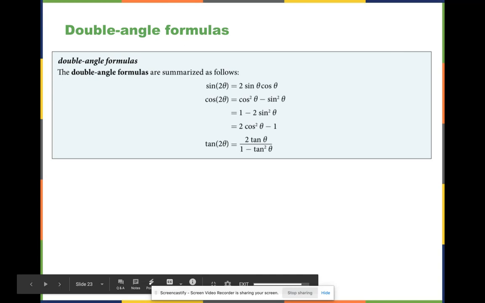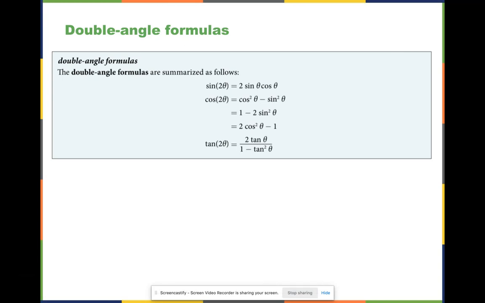Let's talk about double angle formulas. Okay, so this is another identity that's on your formula sheet for this chapter. And here they are. Sine of 2 theta equals 2 sine theta cosine theta. Cosine of 2 theta equals, there's 3 different ways that we can represent that: cosine squared minus sine squared, 1 minus 2 sine squared, 2 cosine squared minus 1. Tangent of 2 theta is this ratio.